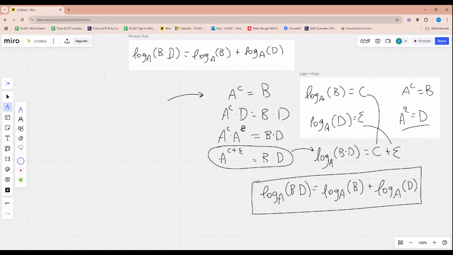Now we have a proof for the product rule of logarithms. I hope that makes sense to you. I'm going to make one more video for the quotient rule, so stay tuned.